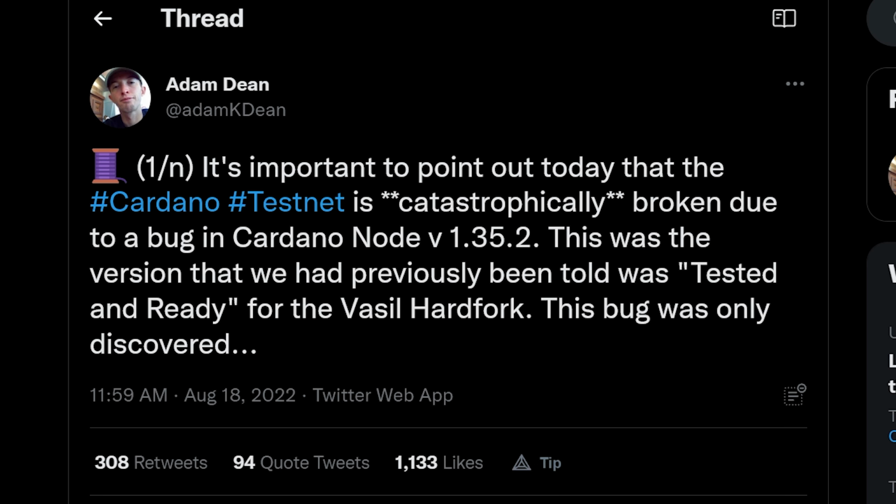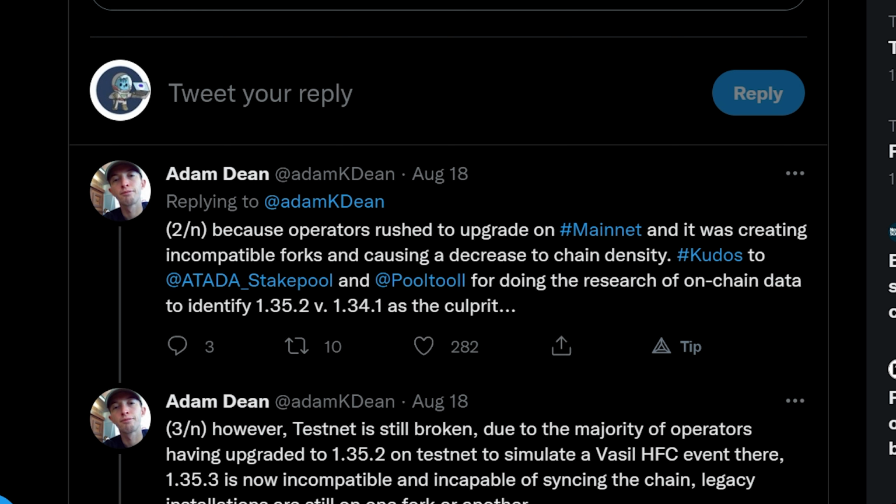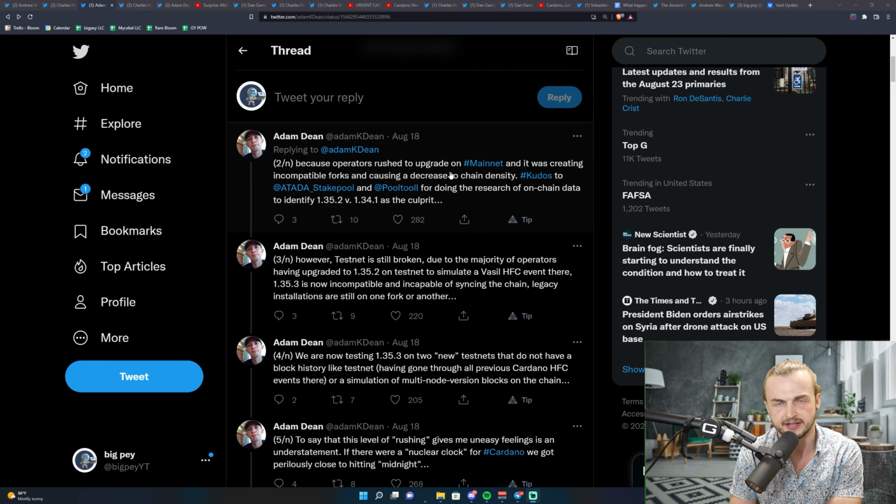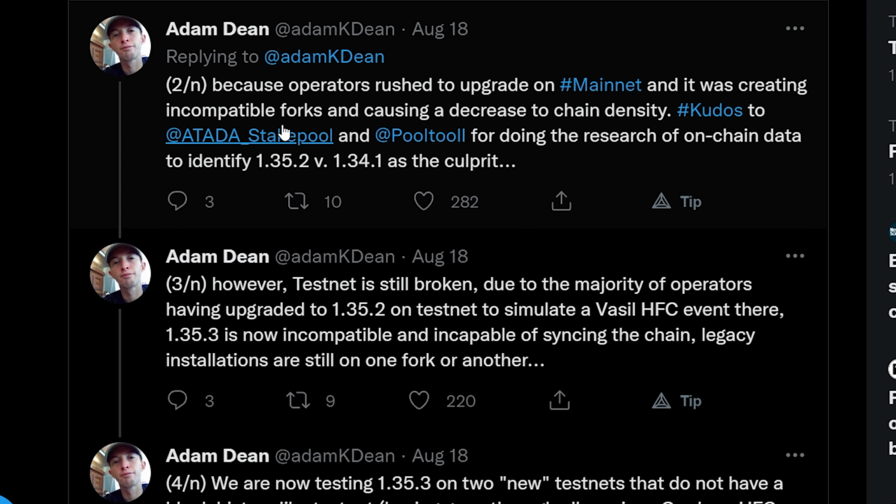This was the version that we had previously been told was the tested and ready version for the Vasil hard fork. This bug was only discovered because operators rushed to upgrade on mainnet and it was creating incompatible forks and causing a decrease to chain density. What is chain density? Normally chain density usually sits at about 5%. So causing a decrease in that is going to cause less blocks to be minted. So kudos to @AdaStakepool, that's Martin, love him, and this is Mike, from Pool Tool, for doing the research of the on-chain data to identify 1.35.2 versus 1.34.1 as the culprit.